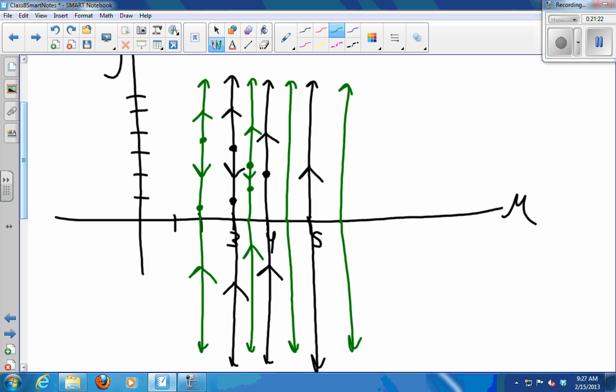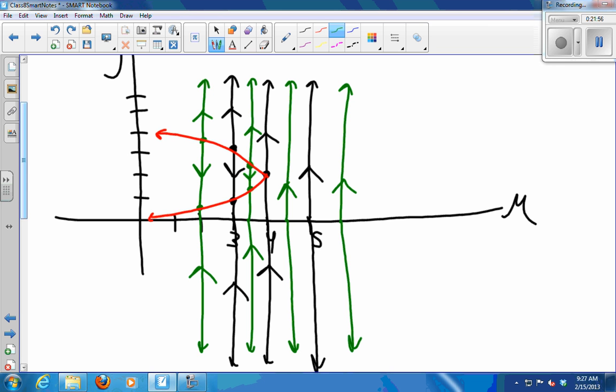So I am creating, my equilibrium points are forming a parabola. And then once I get past 4, all of my parabolas that I've been graphing are going to have no equilibrium points, no x-intercepts. So all of these other guys are just going to be positive, no equilibrium points.